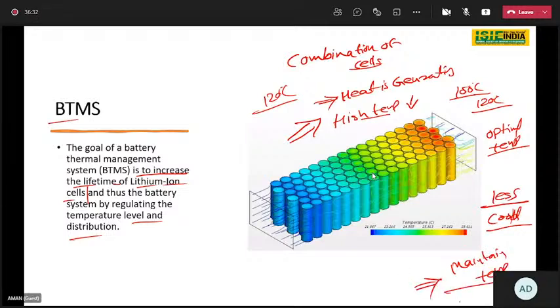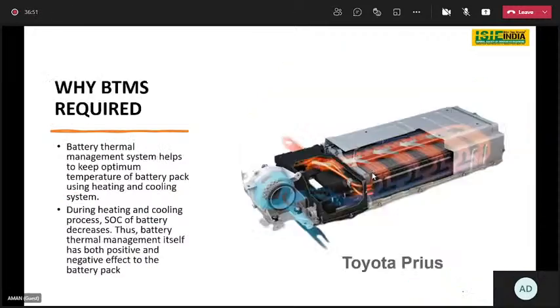Okay, so there are so many processes which are happening here. At the same time, the main idea for BTMS is to retain the maximum efficiency of this battery pack, and at the same time take care of the temperature and even temperature distribution. Okay, so let's move on to the next thing.